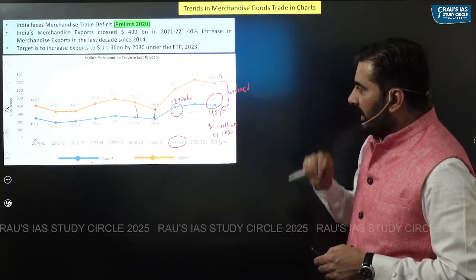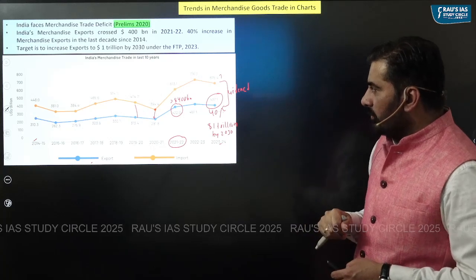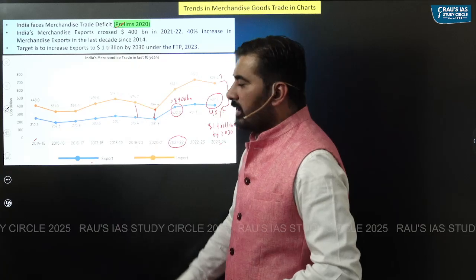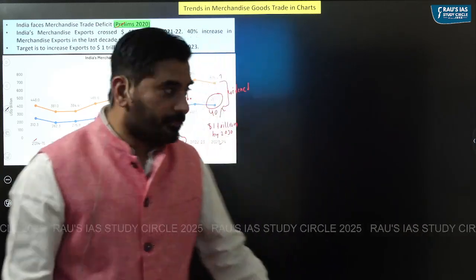All these things I've highlighted here. You can just go through that. In fact, like I said, India faces merchandise trade deficit. This was a question asked in Prelims 2020.